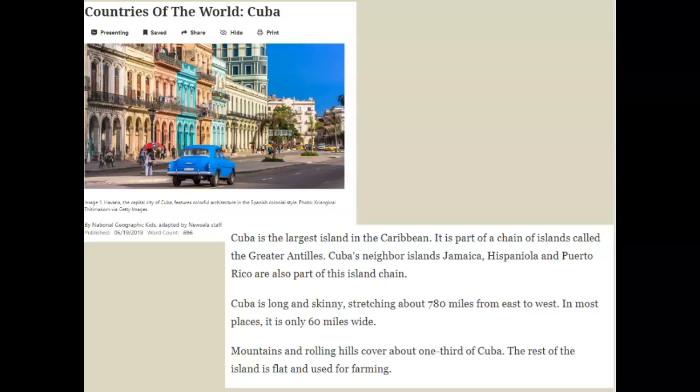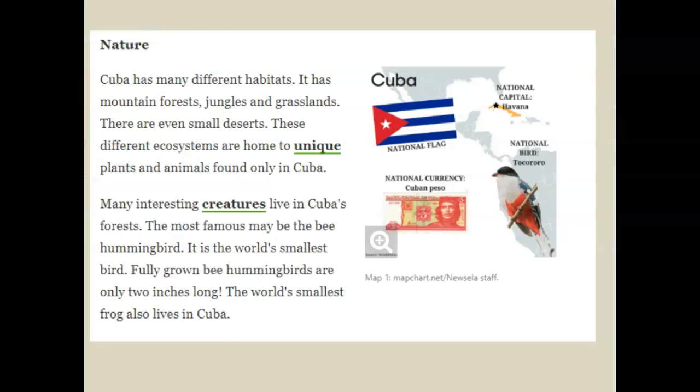There's going to be a short video that you watch, and then a news article that you're going to read. It's just an article about Cuba as a country, giving you a little bit about that history, being part of the Greater Antilles, this chain of islands, and then how the different islands around it, how far it is from the United States, learning a little bit about the ecosystems that are on the island of Cuba.